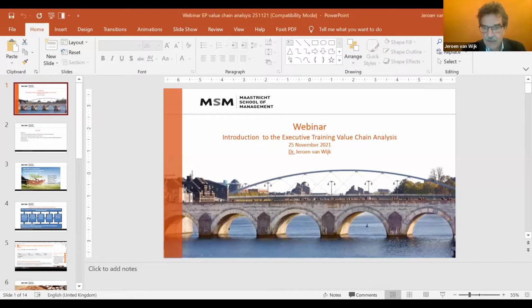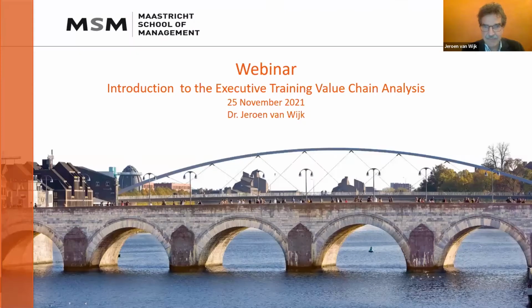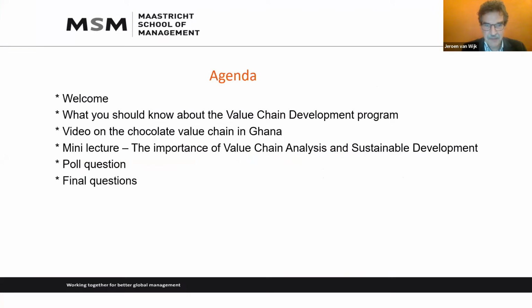So here we are. I hope this works. Yes, for me it works. Oh, I hope also for you, Wendy. Can you see? Yes. Yes, good. Okay. So this is the beautiful Roman bridge that we have in Maastricht, and we often use this in our brochures. It had nothing to do with the value chain course, of course.